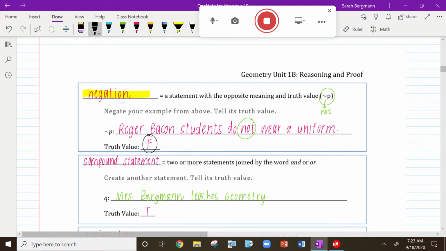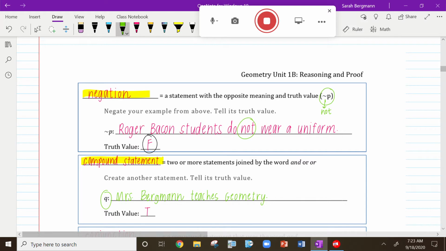Next, we have compound statements. These are two or more statements joined by the word and or the word or. So I need you to come up with another statement and tell its truth value. I'll use a different letter to represent this statement. This time I'll use Q.